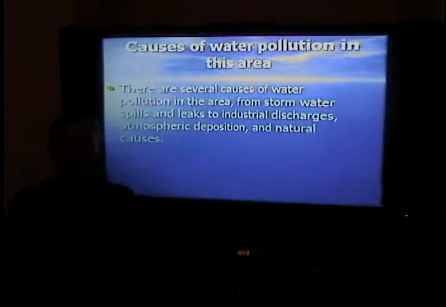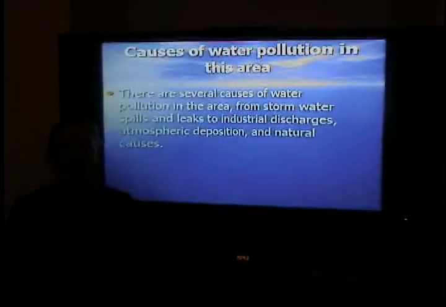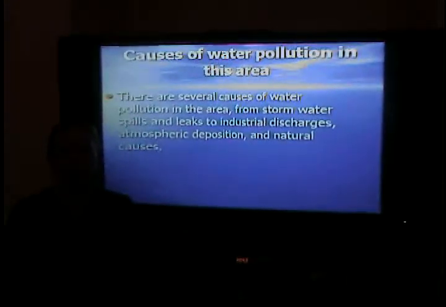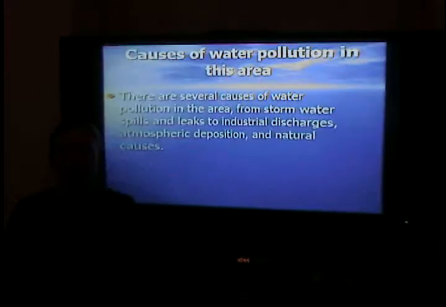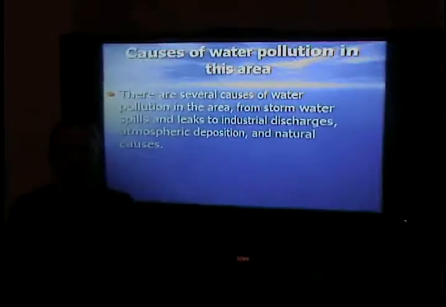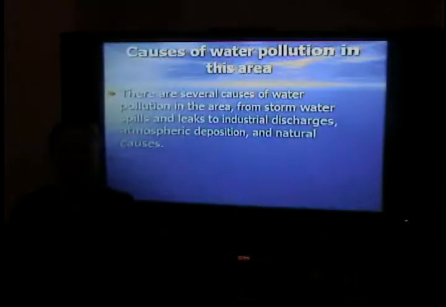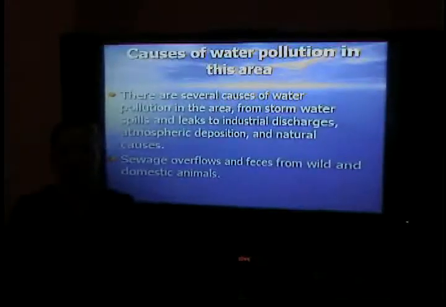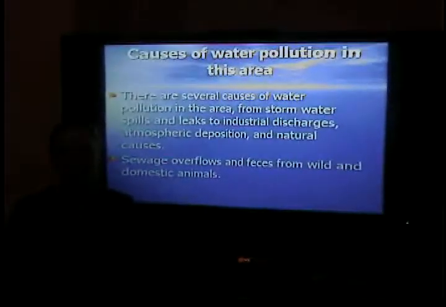There are several causes of water pollution in the area, from stormwater spills and leaks to industrial discharges, atmospheric deposition, and natural causes. Sewage overflows and feces from wild and domestic animals.